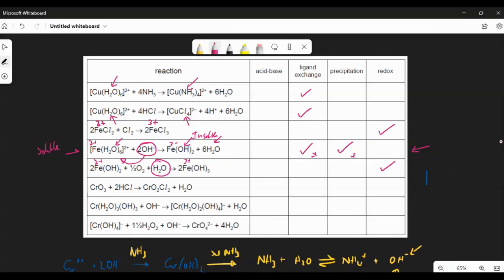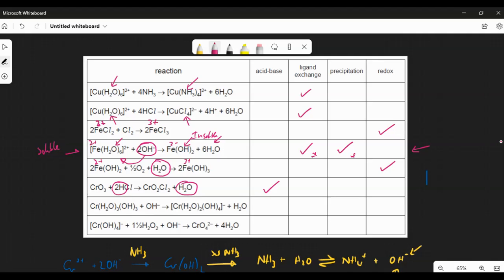This next one, well, we start off with H pluses and we end up with water. So there must have been some sort of proton exchange there. So this must be an acid-base reaction. All right, because the protons must be going somewhere and they've gone to water. So that's an acid-base reaction.